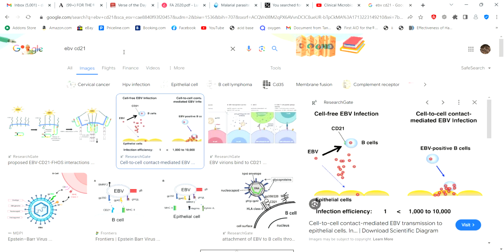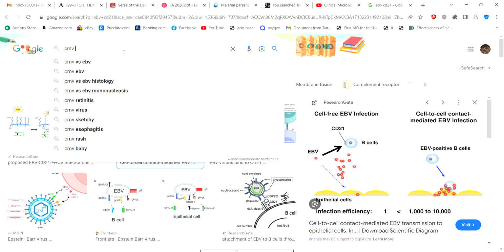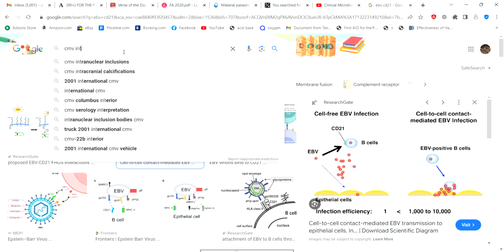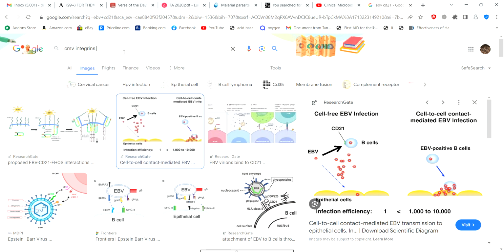CMV integrins. Let me show you this too, because I've never actually seen it. CMV integrins binding.